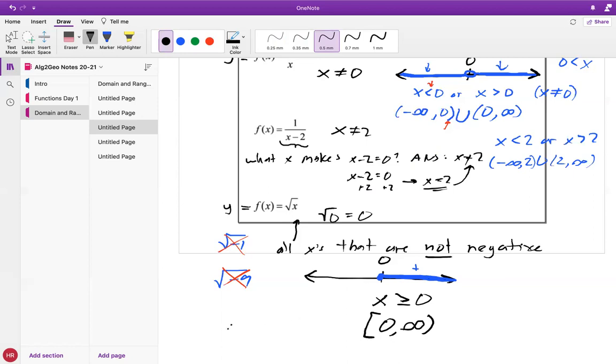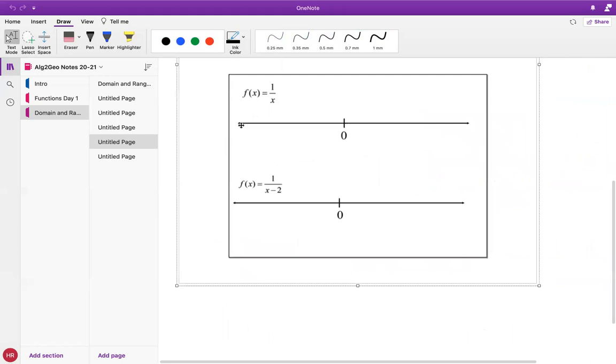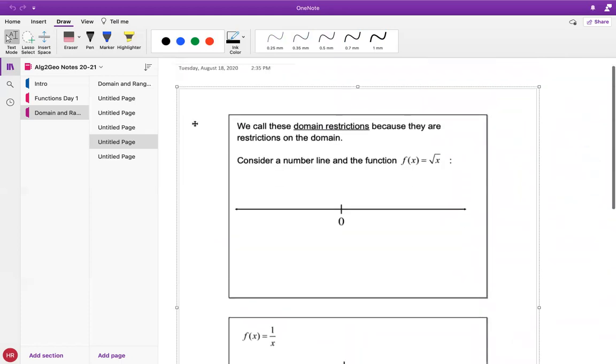So this is the domain of f of x equals root x. It's all the x's from 0 to infinity, including 0. So basically all non-negative numbers. So basically, there's 2 things that we look at when we talk about the domain of a function from its algebraic form.